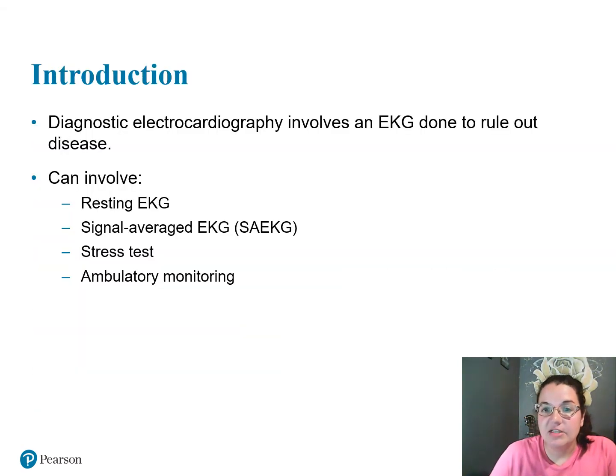Okay, so diagnostic electrocardiography involves an EKG done to rule out disease. It can involve a resting EKG, where the patient is laying down, a signal averaged EKG, a stress test, which is the one you usually hear about patients doing on a treadmill, and ambulatory monitoring, meaning they can take that EKG equipment with them and be mobile with it.